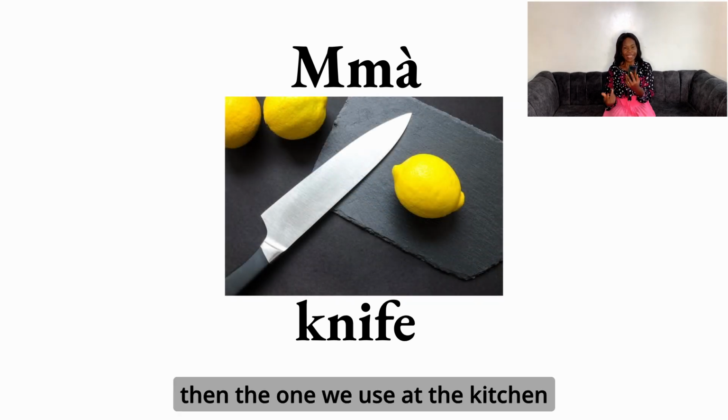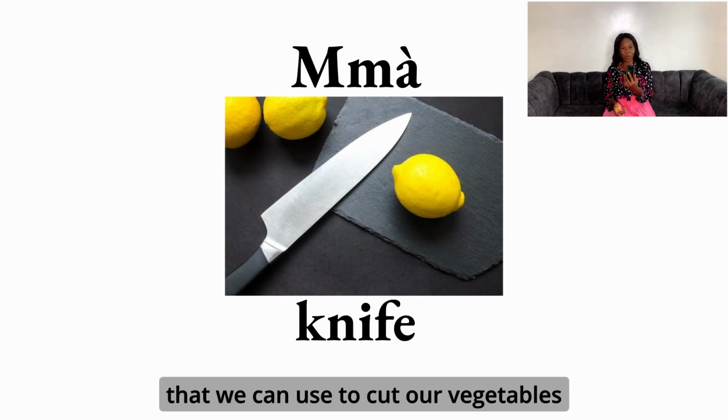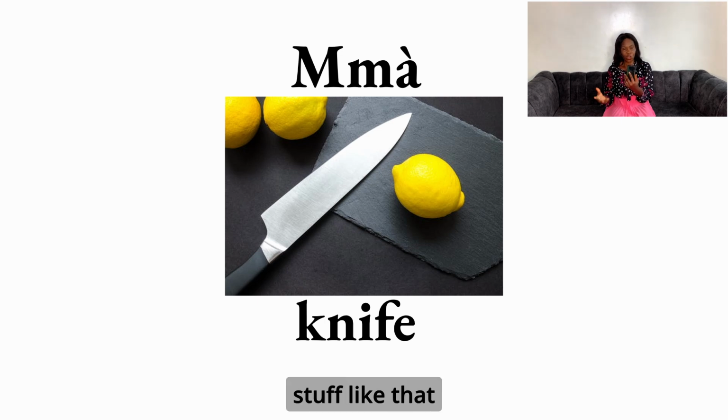Then the one we use at the kitchen that we can use to cut our vegetables, peel oranges, and stuff like that, we call them obele mma. Obele mma. That's the kitchen knife.